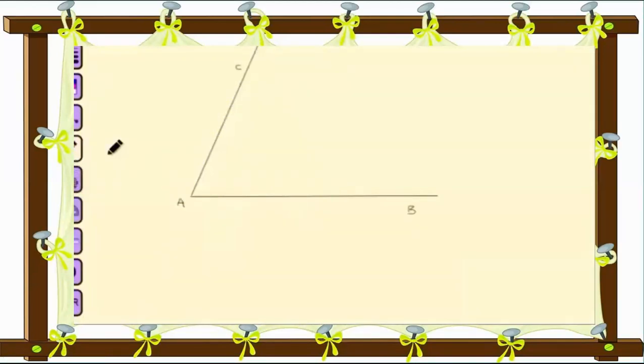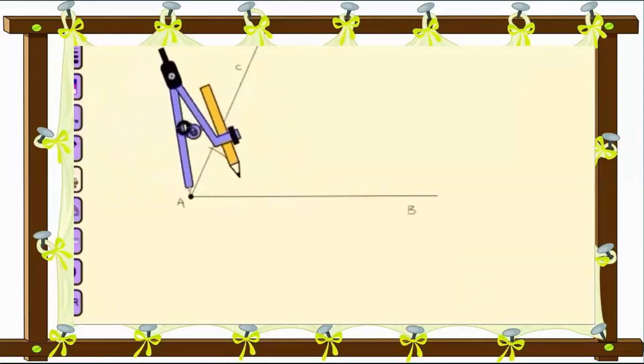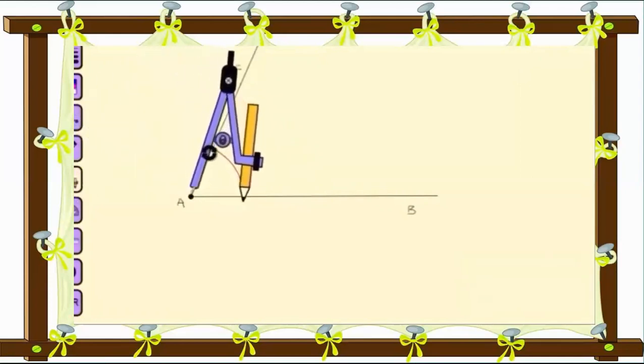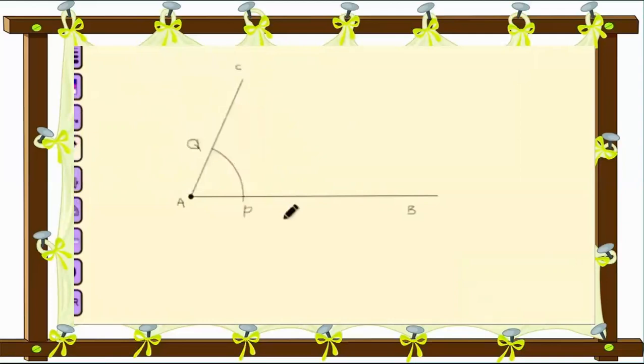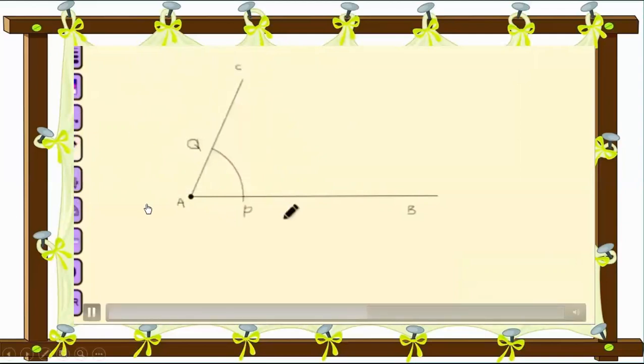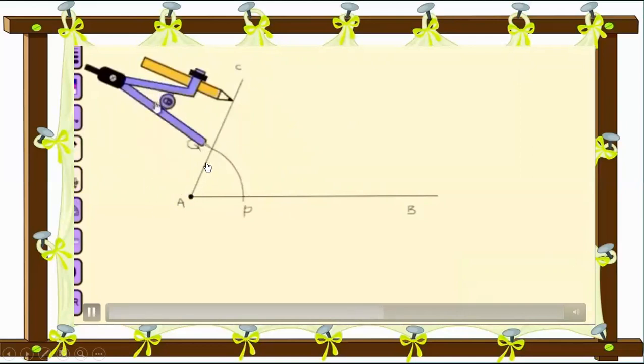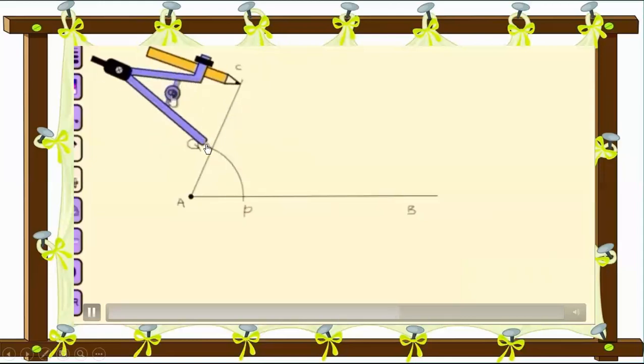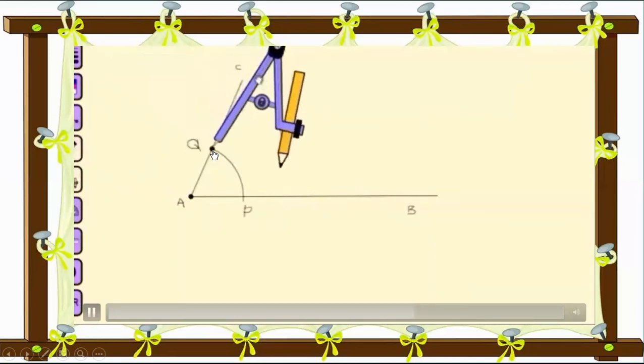Now let's see, if we have drawn this angle, what should be the next step? Now use the compass, open it to a width of your own choice, and draw an arc exactly from this point to this point. After drawing this arc, we have named the points Q and P. Now let's measure this distance, and now we have to open the compass a little bit more than this distance, and by putting the compass at point Q, we are going to draw an arc in the middle.